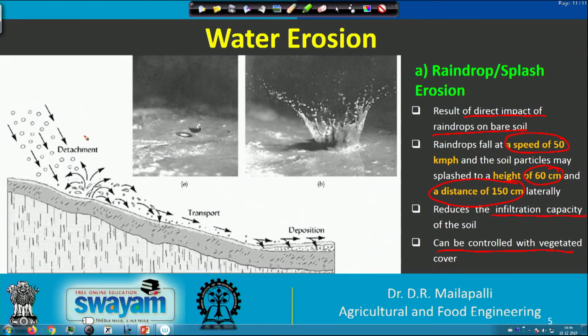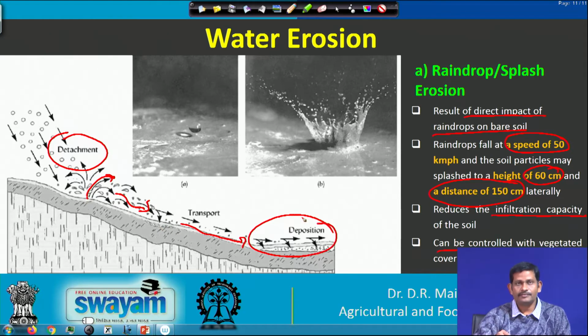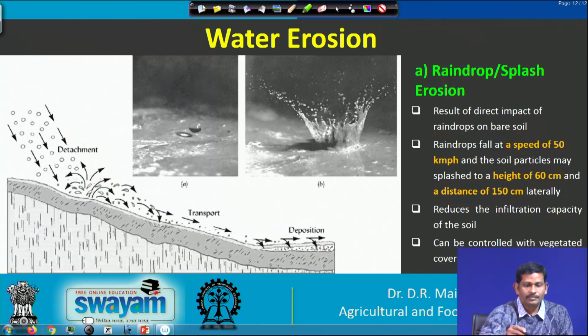If you see in this picture, first the detachment is going to take place. Once the raindrop hits the ground, the particles are going to splash out, and finally, because of the runoff, the particles will be transported down, and it will be deposited at the foot of the hill or wherever on the downstream side the velocity is reduced. That means there is no carrying capacity. So, that way the deposition is going to take place.